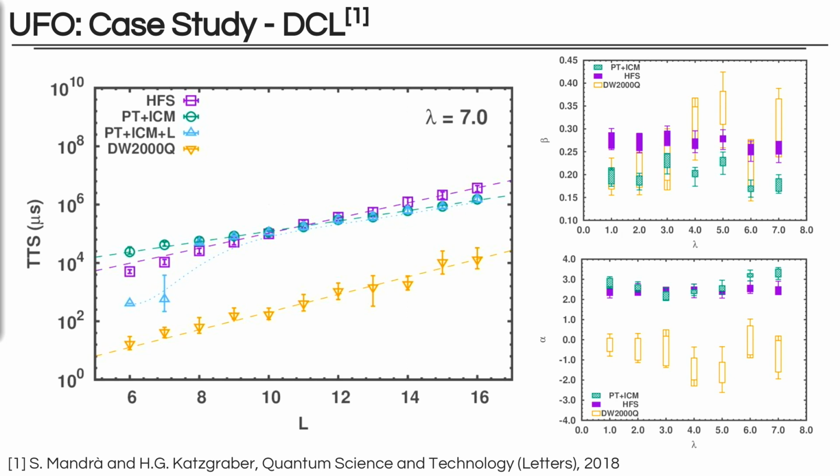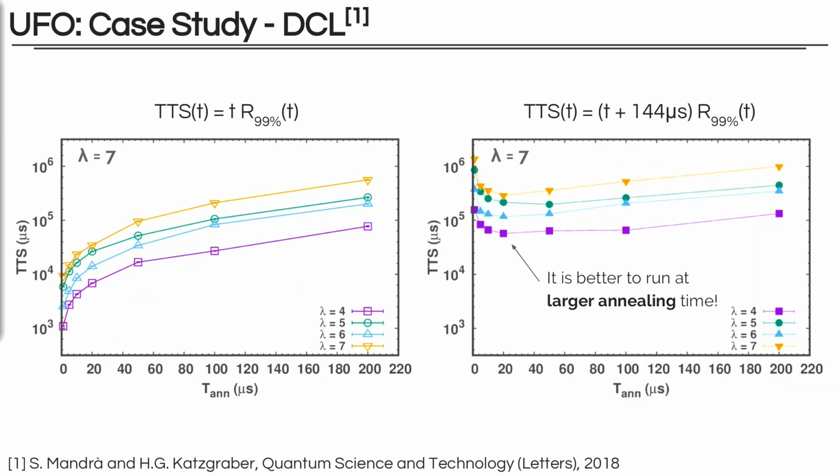Of course, one can say that this was done by just considering the runtime and not including the initialization time, which can be very large. And indeed, for the D-Wave, the initialization time is large. It's about 144 microseconds. Here I'm showing the time to solution for the D-Wave by varying the annealing time, so the true annealing time of the machine, for how long I'm running the machine. And here I have the time to solution. Without considering the initialization time, the optimal annealing time is lower than 1 microsecond.